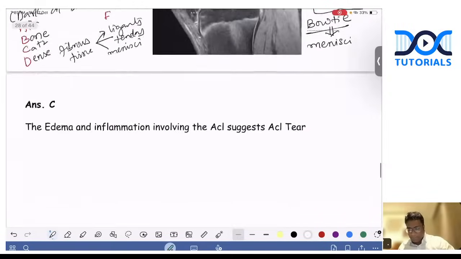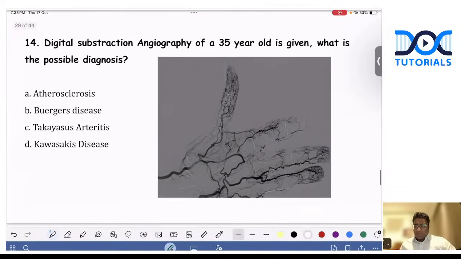Next. A digital subtraction angiography of a 35-year-old is given. What is the likely diagnosis? What do you think this image is showing you? You can see the contrast is dark. When the contrast inside the blood vessels is black, this is digital subtraction angiography. And you are seeing multiple corkscrew-like collaterals and poor perfusion of the digits.